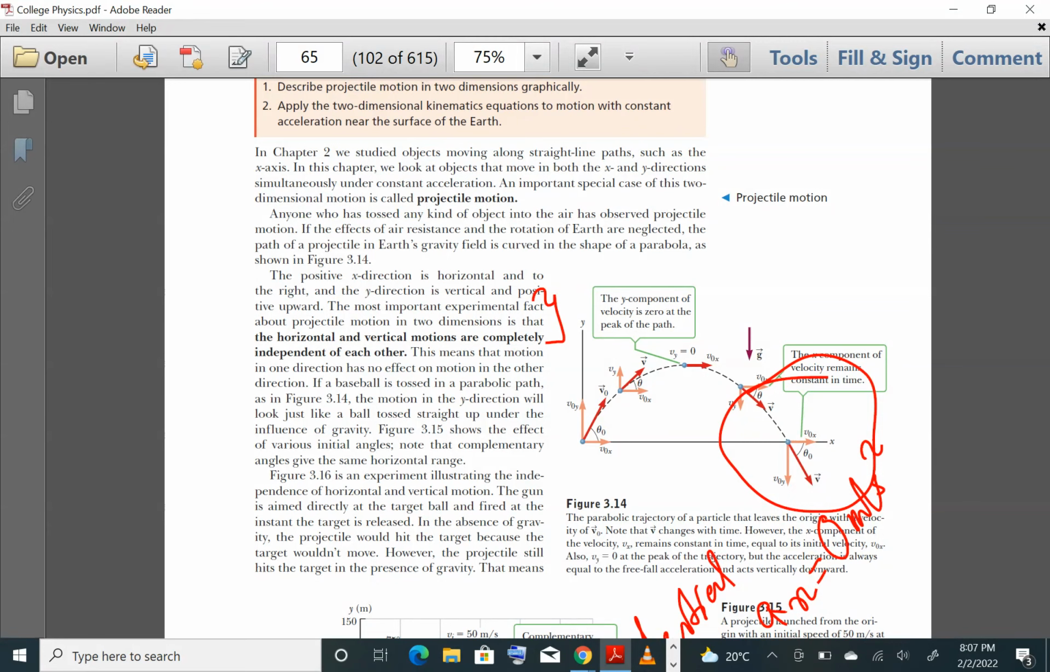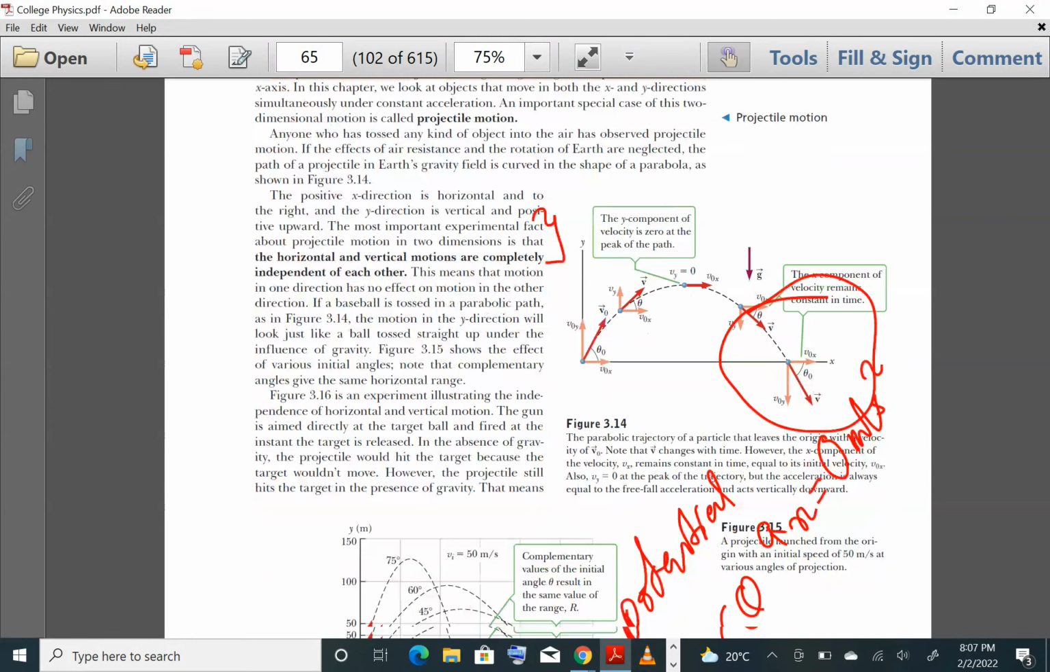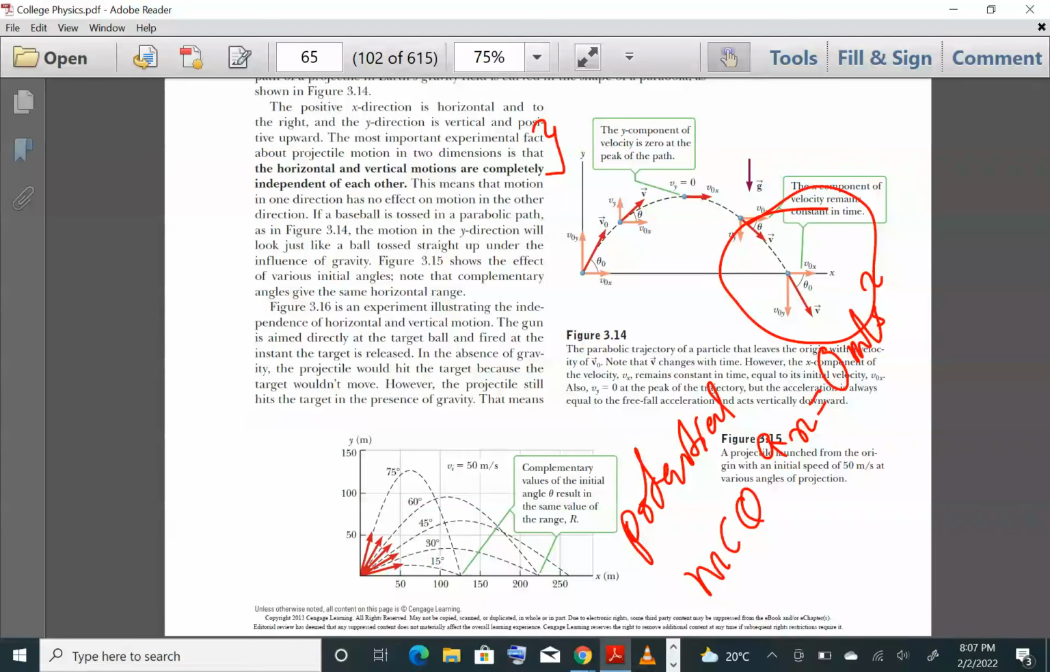The horizontal component of velocity remains constant in time. So the velocity in the horizontal component doesn't change, the reason being there is no acceleration, and that's what I've written there. And they may usually ask as an MCQ, which is a multiple choice question, what's the acceleration in the horizontal motion of a projectile motion.